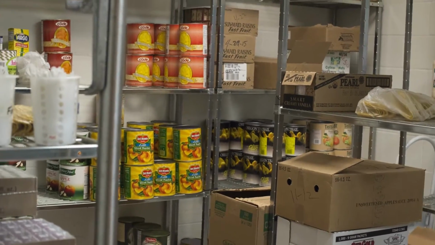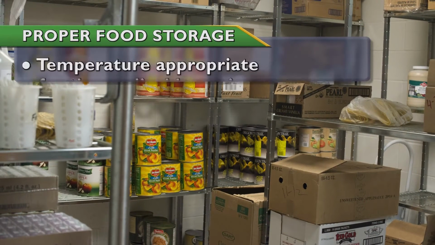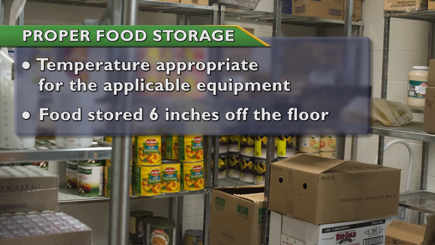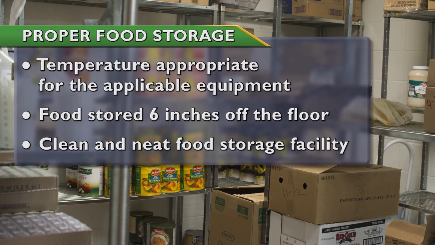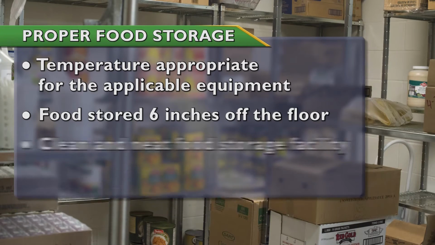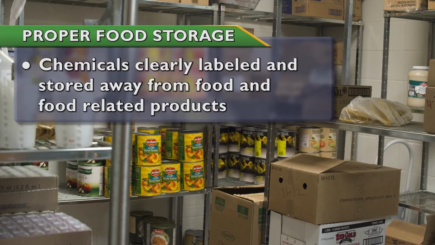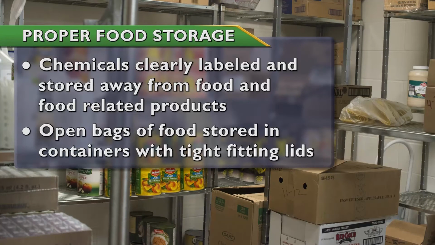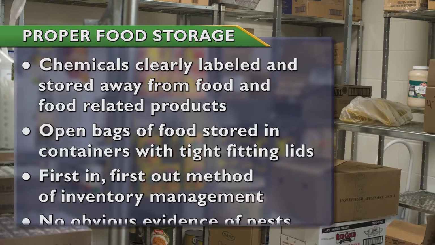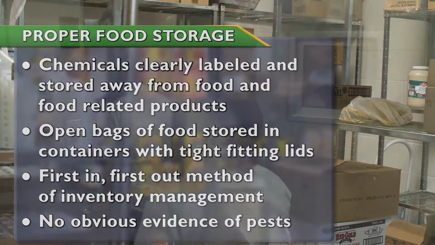Some conditions of proper food storage are temperature appropriate for the applicable equipment, such as refrigerators and freezers. Food stored 6 inches off the floor. Clean and neat food storage facility. Canned goods free from bulges, leaks, and dents. Chemicals clearly labeled and stored away from food and food-related products. Open bags of food stored in containers with tight-fitting lids. A first-in, first-out method of inventory management. And no obvious evidence of pests.